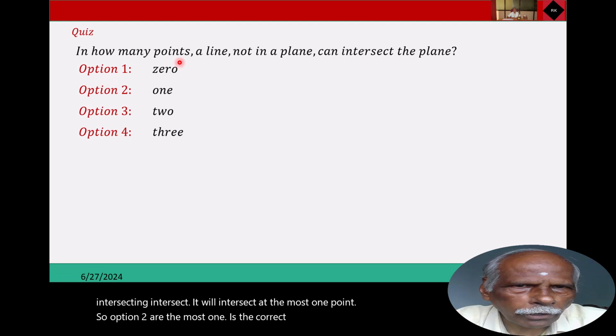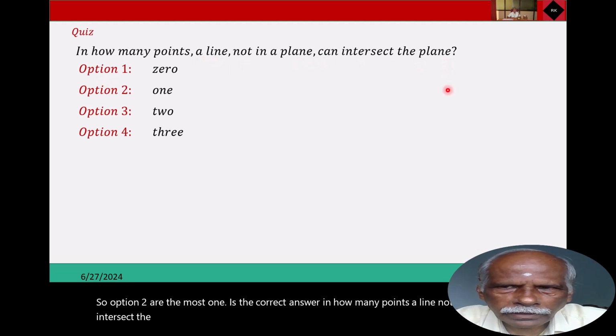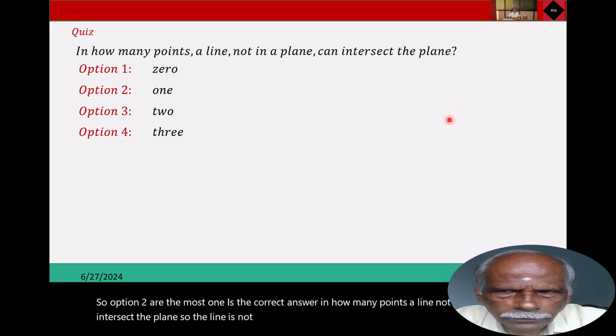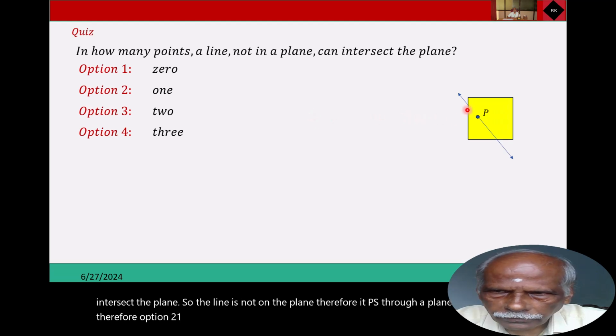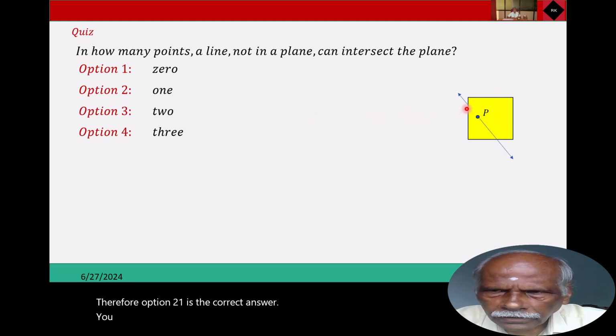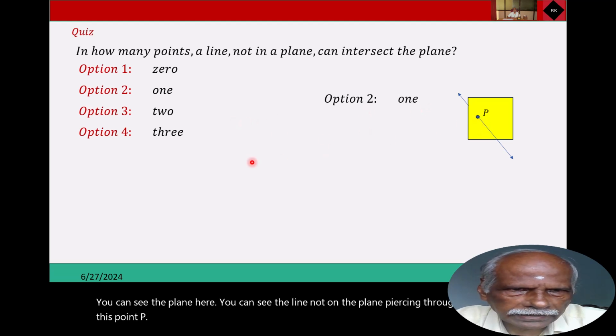In how many points can a line not in a plane intersect the plane? The line is not on the plane, therefore it will pierce through the plane at 1 point. Therefore option 2, 1 is the correct answer. You can see the plane here. You can see the line not on the plane piercing through the plane at this point P. So option 2, 1 is the correct answer.